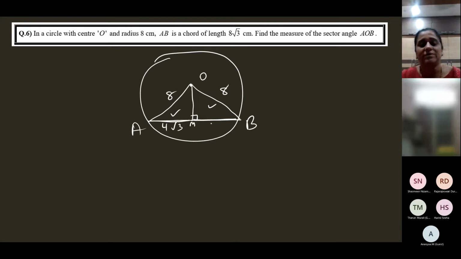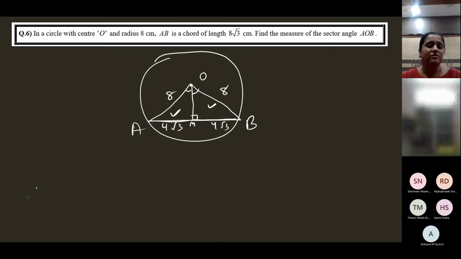AM is 4√3, MB is 4√3. Now we need to find this angle. Because the two triangles are congruent, by CPCT this angle is equal to this angle. So if I find this angle, double will be the whole angle because they're equal.